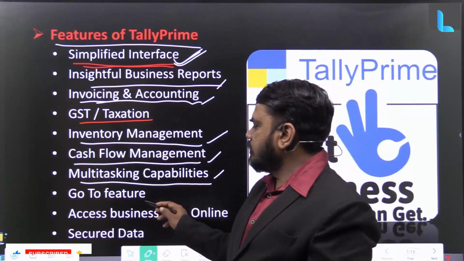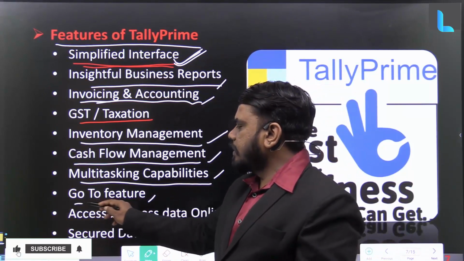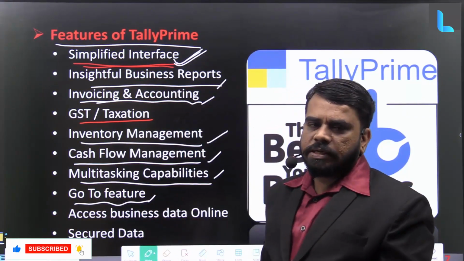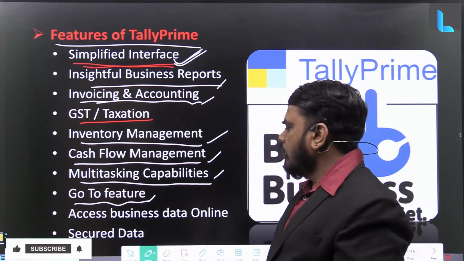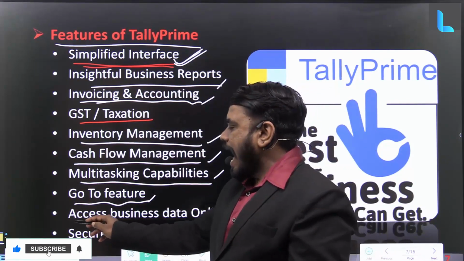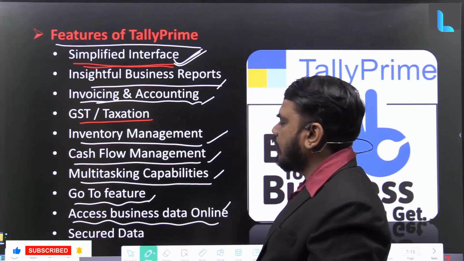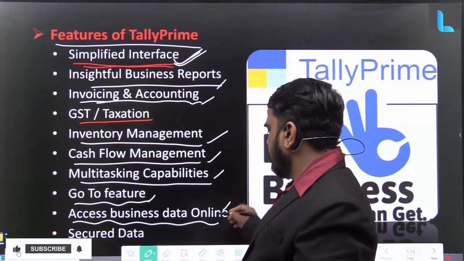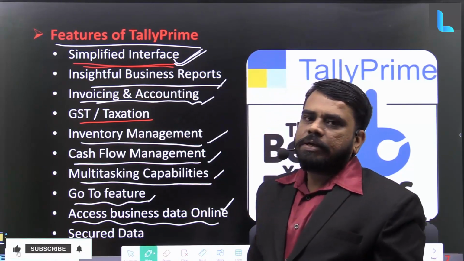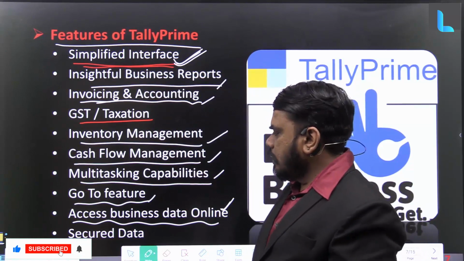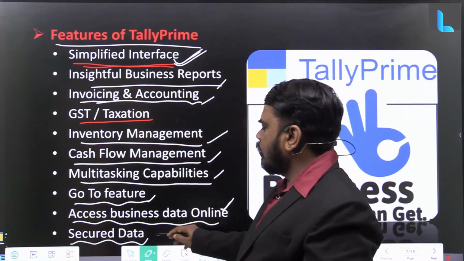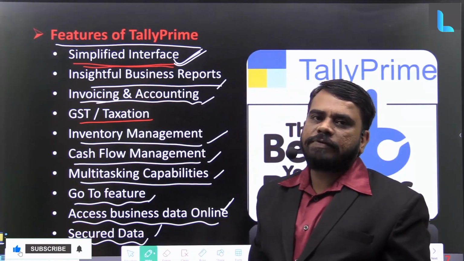Then we also have company-wise settings, which we can do for each company. Then we also have access to the business data online. So whatever data we are recording, we can access online also, and this data is secure. So these are the main features of Tallyprime.